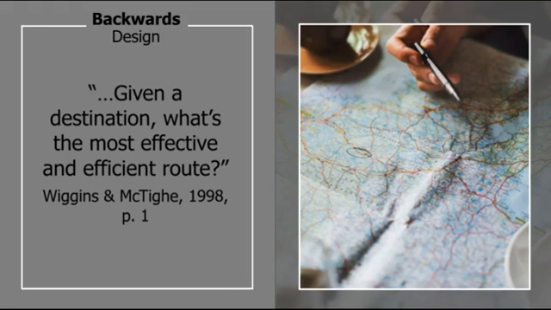Wiggins and McTighe say, given a destination, what's the most effective and efficient travel routes? They say this, quote, "Our lessons, units, and courses should be logically inferred from the results sought, not derived from the methods, books, and activities with which we are most comfortable. It is analogous to travel planning. Our framework should provide a set of itineraries deliberately designed to meet cultural goals rather than a purposeless tour of all the major sites in a foreign country. In short, the best designs derive backward from the learnings sought." End quote.